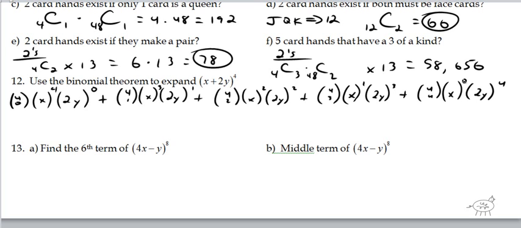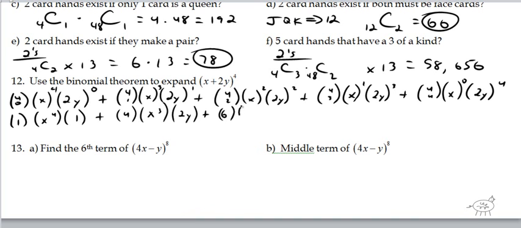Okay? So 4C4 is 1. That's x to the fourth. That is 1. Okay? 4C1 is 4. That's x cubed. That's 2y to the first, so it's just 2y. 4C2 is 6. X squared. Common mistake I'm about to do here now. Well, I'm not going to do it, but common mistake is just writing 2y squared. It's the whole thing that's squared. So it's 4y squared. Very, very important.